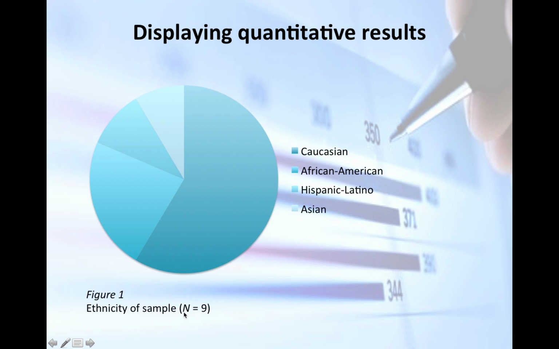Proper APA format is to add down below the figure, Figure 1 in italics, and then give it a title, Ethnicity of the Sample. And then you note here, N is actually a statistical symbol for how big the sample size is. And then you have to italicize that. So I've done N = 9. Notice that there's space before and after the equal sign. These things are important, and you have to be very meticulous about it. Otherwise, you will lose points. It's very important that you follow APA format.